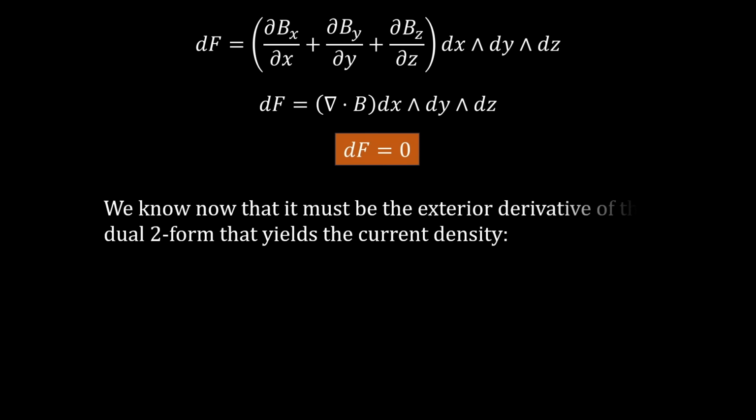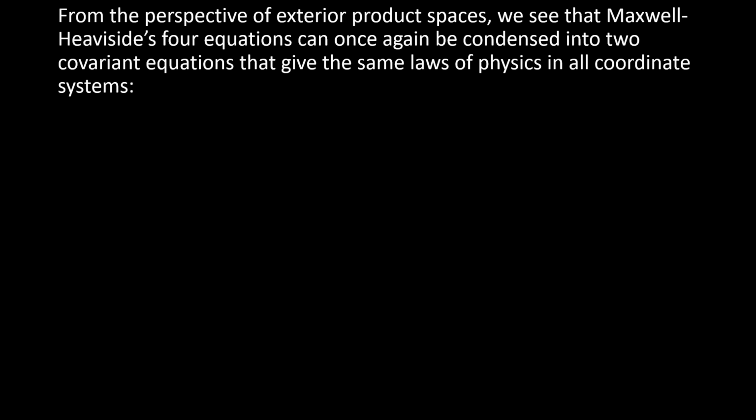We know now that it must be the exterior derivative of the dual 2-form that yields the current density. So the exterior derivative of the Faraday 2-form equals J, as long as the Faraday 2-form is in its dual stage. From the perspective of exterior product spaces, we see that Maxwell-Heaviside's four equations can once again be condensed into two covariant equations that give the same laws of physics in all coordinate systems. And they look even simpler now than they did before.